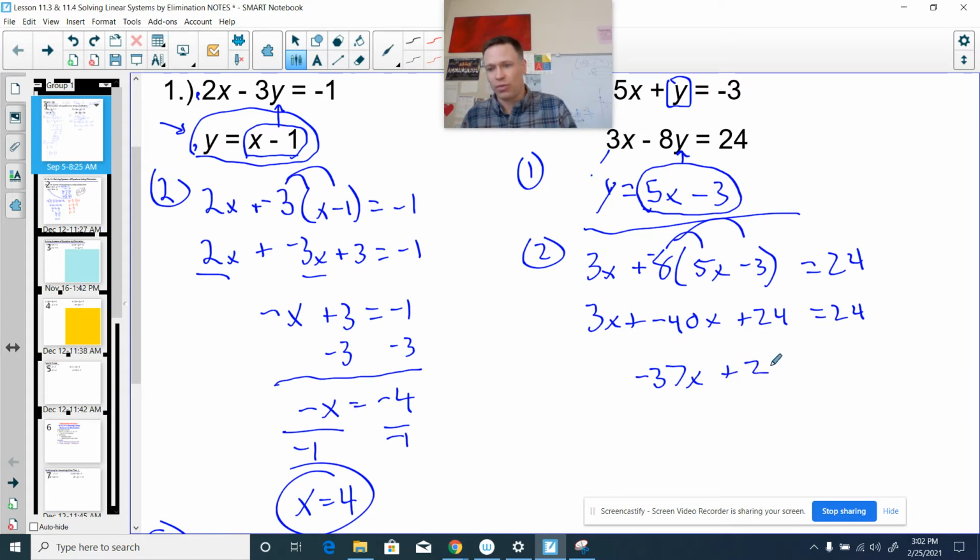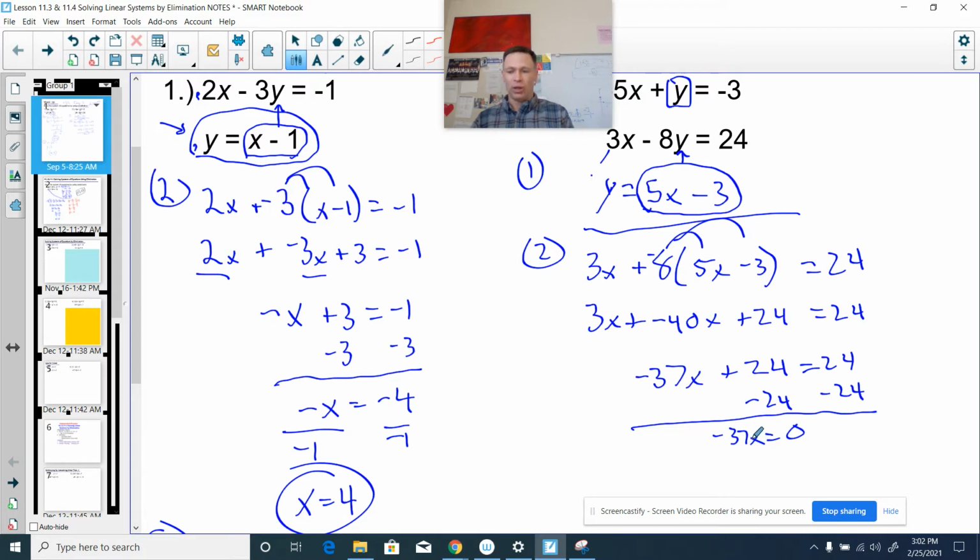And then plus 24 equals 24, which is kind of funny. Like you're thinking about, I have 24 over. Now watch what happens. I'll subtract 24 from both sides, and I'll have negative 37x is equal to 0. And well, negative 37 times what gives me 0? It's going to be 0, right?